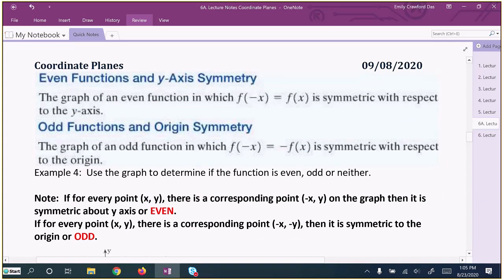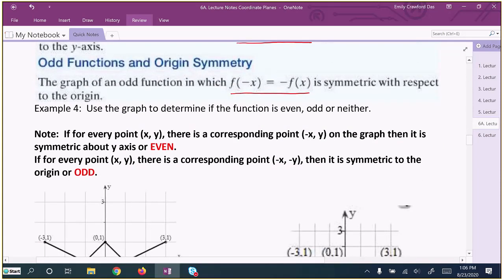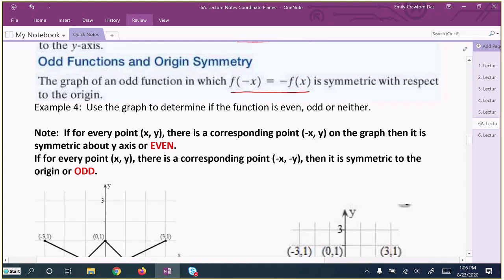Okay, now the graph of an even function, remember even means f of minus x equals f of x, is going to be symmetric with respect to the y-axis. And the graph of an odd function, which means f of minus x is minus f of x, is symmetric with respect to the origin. So let's see some examples, and maybe we can clarify these ideas a little bit.